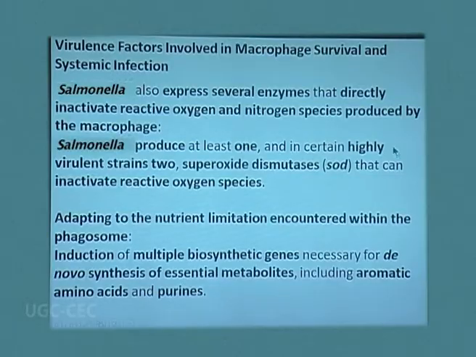Now, one more stress that the Salmonella encounters within the macrophage is nutrient limitation. To counteract that, it uses another strategy. It induces the expression of multiple biosynthetic genes, for example, those necessary for the de novo synthesis of essential metabolites like aromatic amino acids and purines, and thereby it produces its own nutrients necessary for its survival.